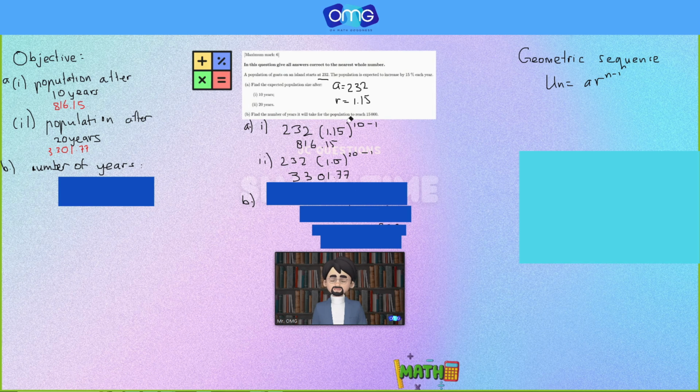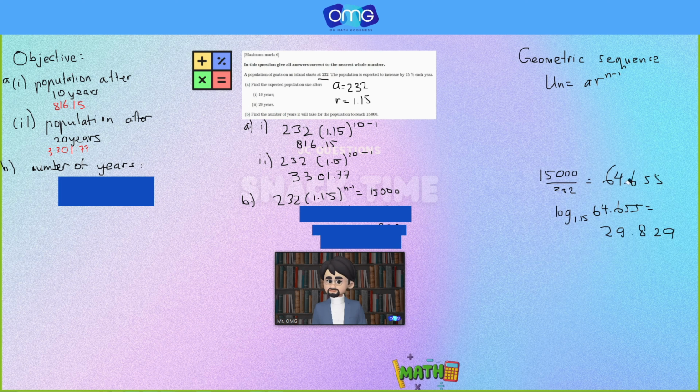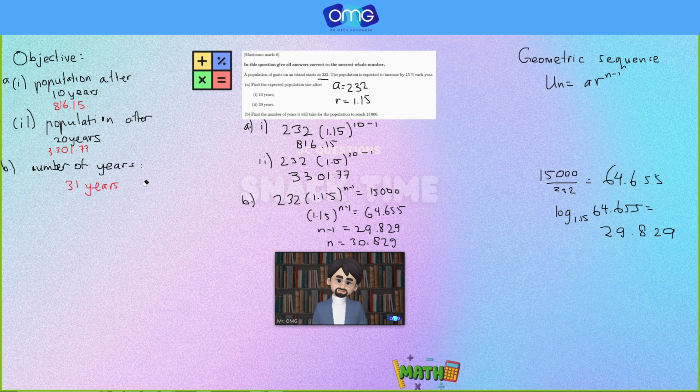Find the number of years to reach 15,000. So 232 times 1.15 to the power of n minus 1 equals 15,000. To find the value of n, we need to divide by 232, which gives 64.655. Next, to find the value of n, we use the logarithm, log base 1.15 of 64.655, and that gives us 29.829, and plus 1 equals that. So n equals 30.829, and that shows the number of years it takes to reach 15,000 is 31 years, and that's the answer.